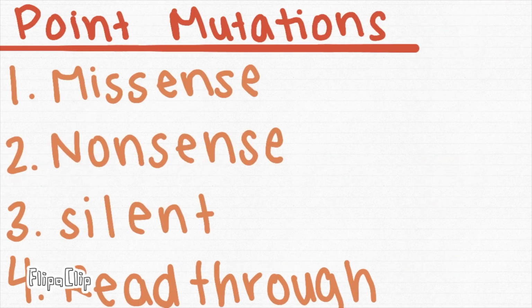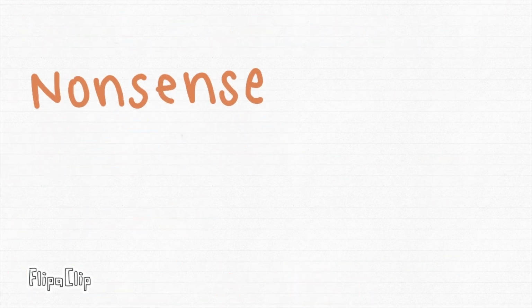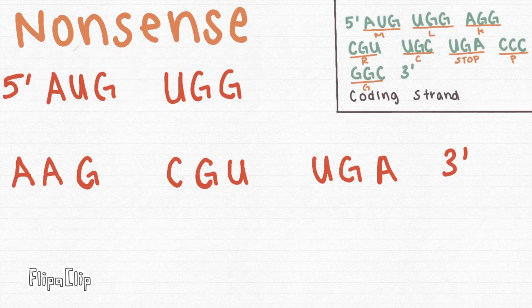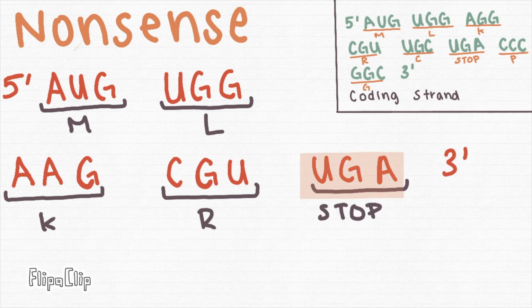The next one we will look at will be a nonsense point mutation. This would result in a change in a codon that would result in a stop codon. This would be a transversion as well.